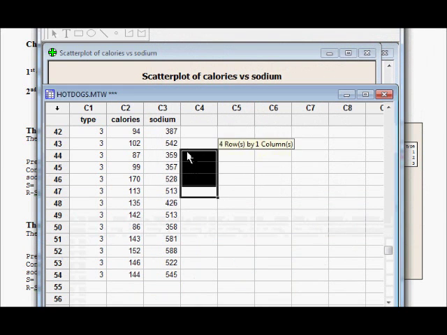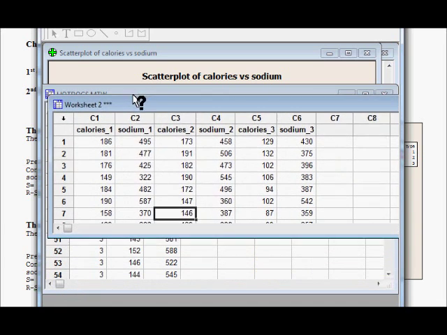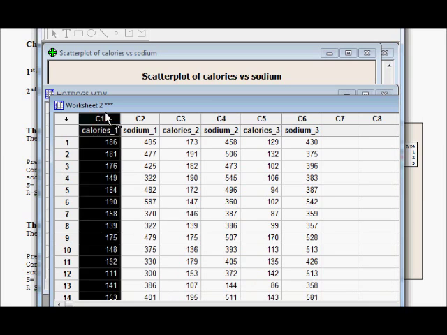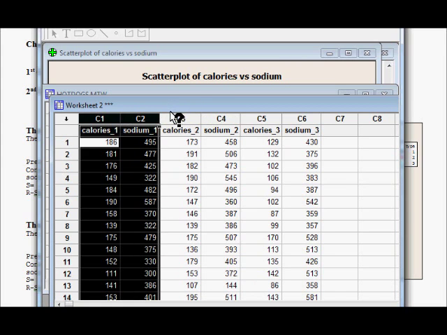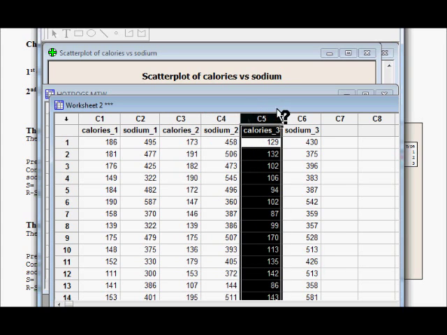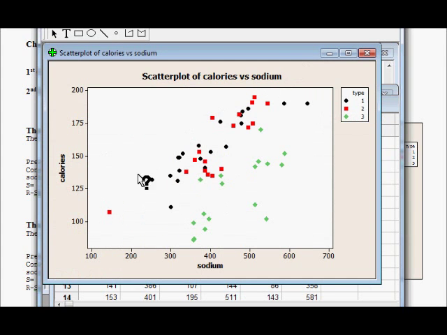So here's my data. Get back to my data, the other one. Let's see if I can pull this up a bit. So here we have C1 and C2 in this new worksheet, that's the calories and sodium, but just for the black dots, just for the beef. C3 and C4 are the calories and sodium for the red squares. Those are for just the mystery meat, type 2. And then finally C5 and C6 was type 3, the poultry, the green ones. So that's what we're doing, breaking it up. So now we've got the black, the red, and the green separately.